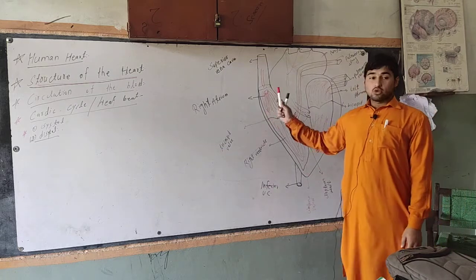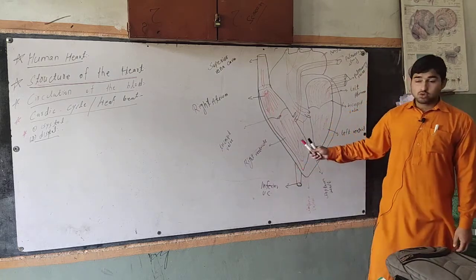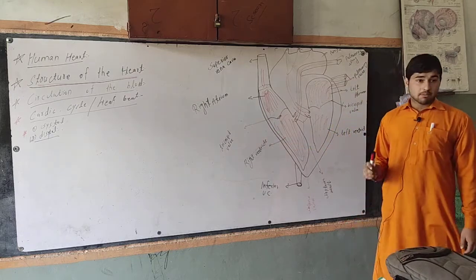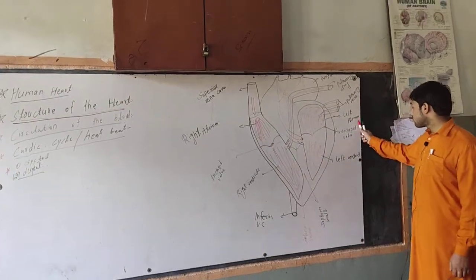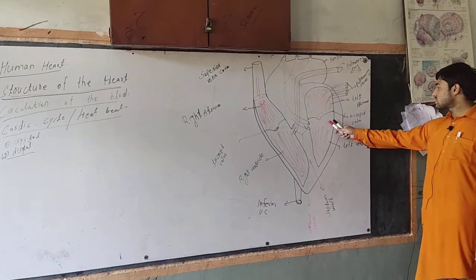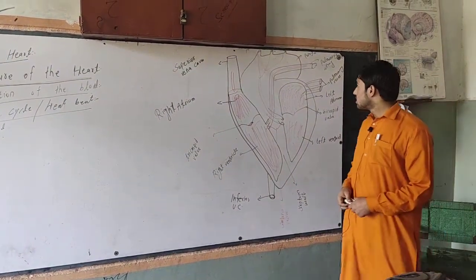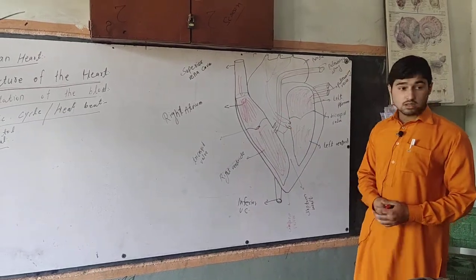The right atrium communicates with the right ventricle through a valve which is called the tricuspid valve, having three flaps of muscle, and the left atrium communicates with the left ventricle through a valve which is called the bicuspid valve, having two flaps of muscle. So this is the structure of the heart.